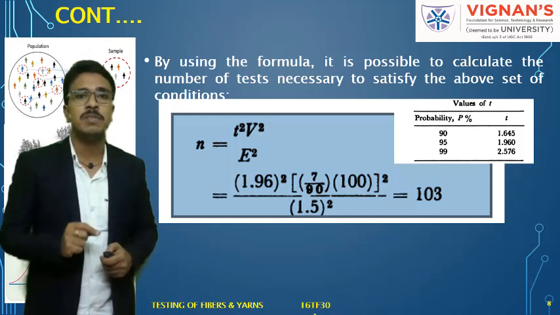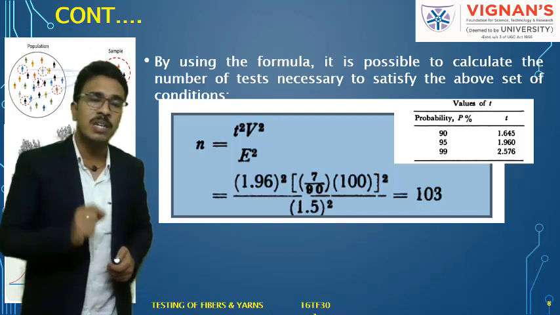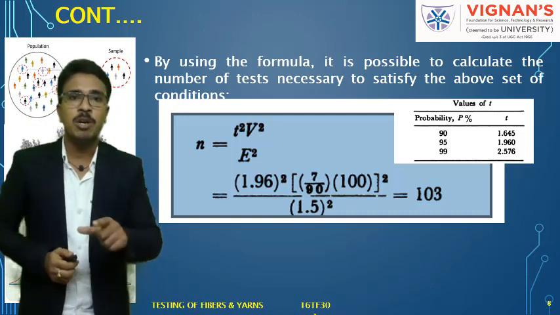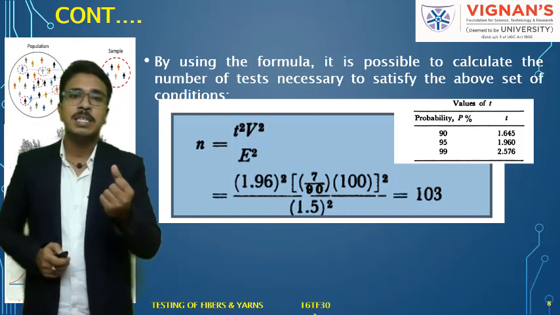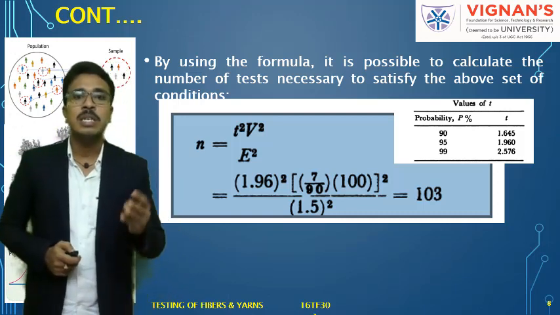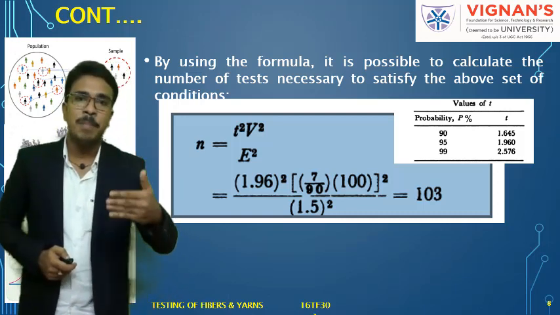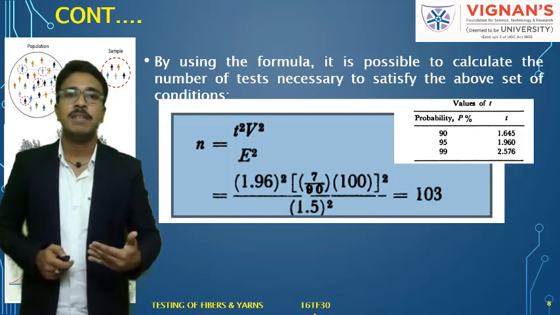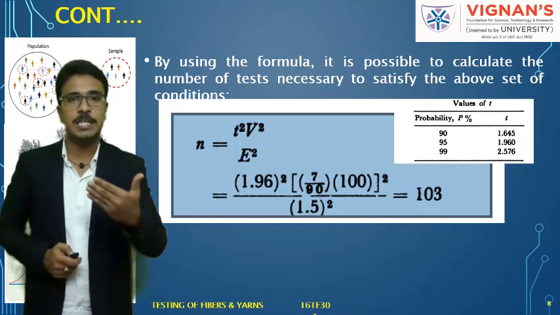V stands for coefficient of variation. How do we find this v value? In the problem we are given the standard deviation and the mean. Is it right? So standard deviation divided by mean, into 100, will give us the coefficient of variation.